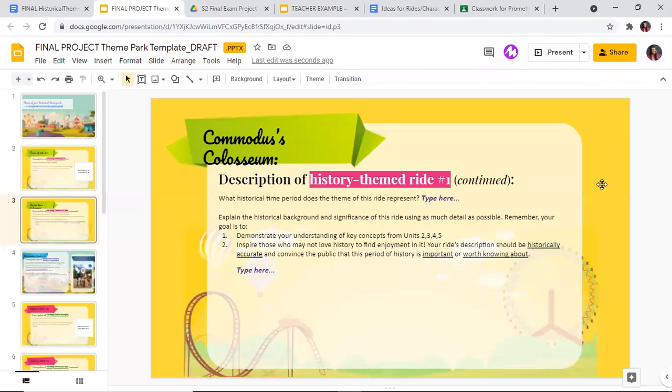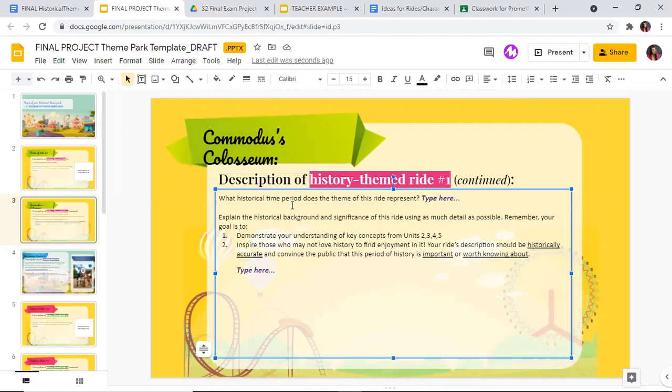Moving on to the 3rd slide in my theme park brochure template. I once again have changed the text that said name of ride number 1 to the actual name of my ride, Commodus's Coliseum. This is where I'm going to write my paragraph explaining the historical significance. Think about this as though this is the information that folks read when they're waiting in those long lines. There are posters, colorful, with images around, explaining the historical background and theme of the ride. That's what you're doing here with this paragraph.